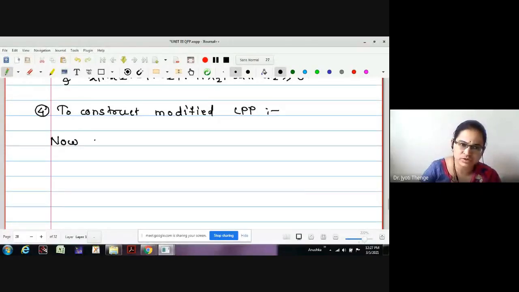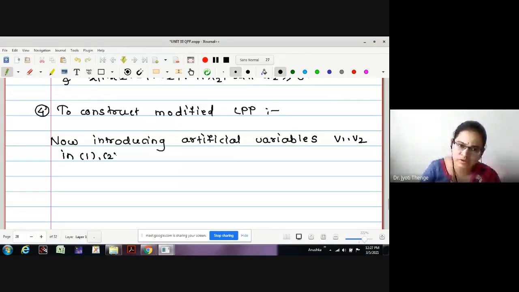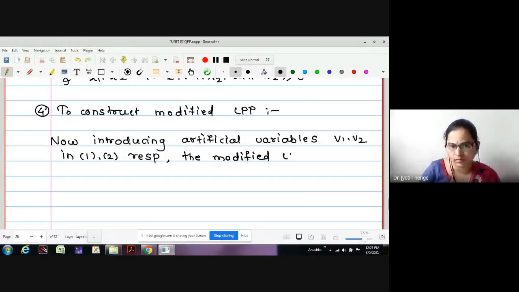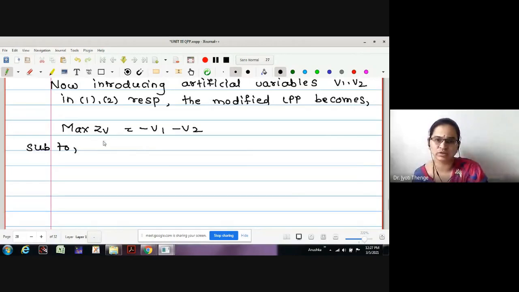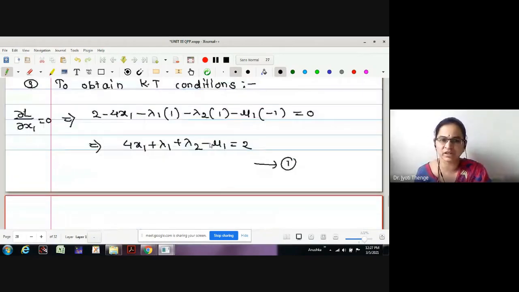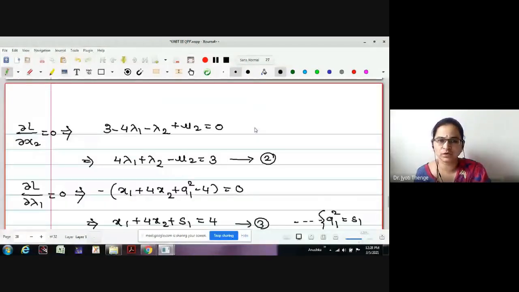Now, introducing artificial variables v1, v2 in 1, 2 respectively, the modified LPP becomes, what is it going to become? Maximize Zv is equal to minus v1 minus v2 subject to which constraints? Subject to the constraints 1, 2, 3, 4, right? But don't forget to add v1 in this 1, v2 in this 2, and then 3, 4 taken as it is.